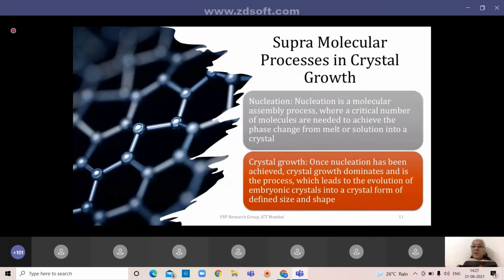So these are nucleation, and nucleation is nothing but a molecular assembly process where a critical number of molecules are needed to achieve phase change from solution to a crystal form. I'm sure all of you have witnessed this when you were doing crystallization also. In case you are not getting crystals, you can put in a seed, right? The technique known as seeding. You can seed a crystal in that solution and suddenly you'll see the crystals growing. So that is the concept of nucleation.